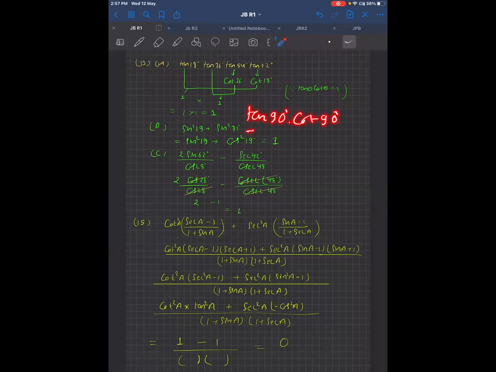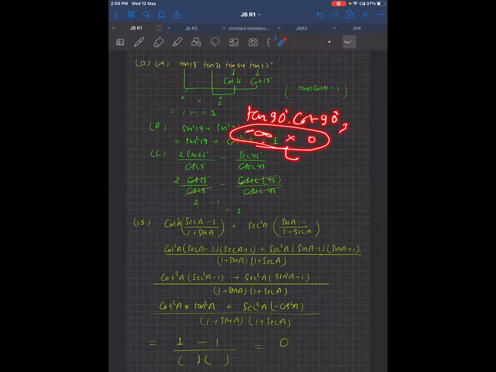Now tan 90 is infinity and undefined, and cot 90 is 0, no, sir? So 0 into anything is 0, no, sir? No, 0 into infinity is an indeterminate value. This is neither 0 nor infinity. You can't even identify what the value of this is. Sir, then what is the value of tan 90 into cot 90? Not defined. Indeterminate value.